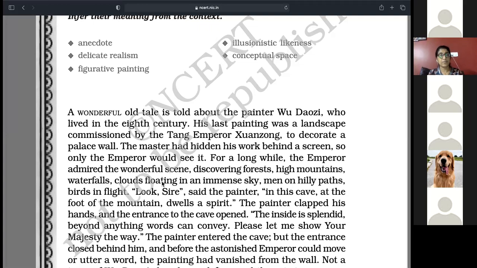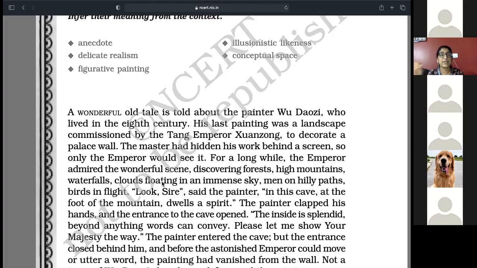Look, sir. S-I-R-E, sire. In this cave, at the foot of the mountain dwells a spirit. मतलब अब वो बताना चाहता है that this is an abstract painting. Means इस painting का एक meaning है. There is a meaning. This is not a generalized landscape. There is a meaning behind it.